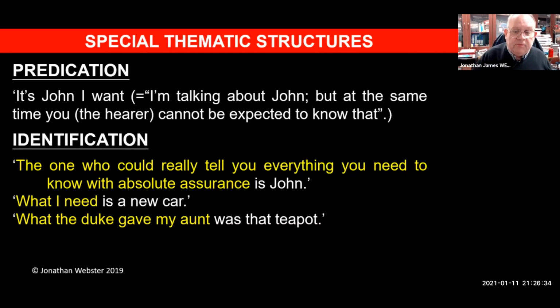When I say what the Duke gave my aunt was that teapot, he didn't give her anything else. What the Duke gave my aunt was that teapot. That's it. The verb to be is like an equal sign. Taking that grammatical subject, what I need equals new car. What the Duke gave my aunt equals that teapot. You see, these constructions have a meaning. There's a reason why I choose to put it this way.